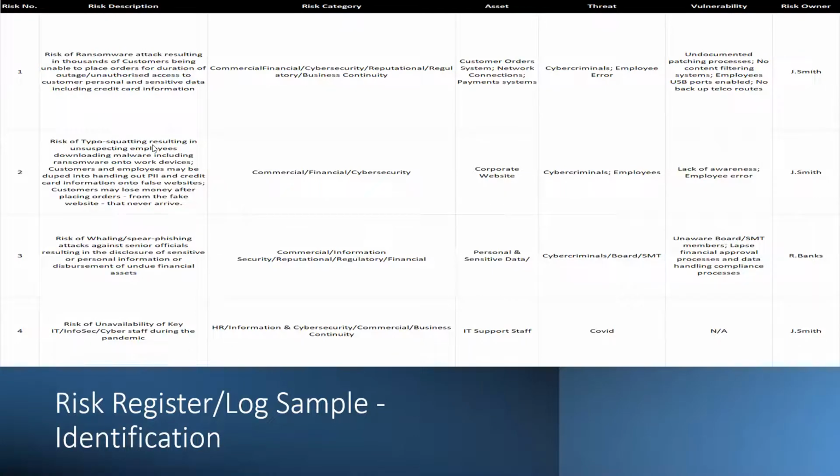Then we have the risk of typo squatting, resulting in unsuspecting employees downloading malware, including ransomware, onto work devices. What is typo squatting? Well, that is where a cyber criminal sets up a similar website address or domain, registers a similar website domain to a legitimate company's domain, such as registering lbd.com as ldb.com.